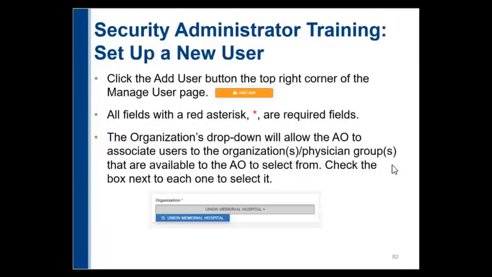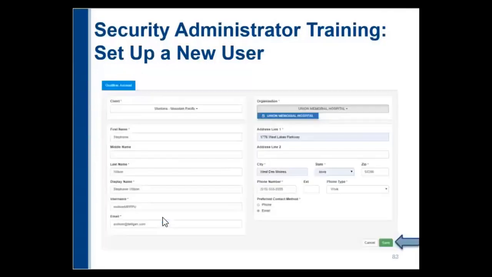So we'll click on that Add button on the top right-hand corner of the Manage User page to add a new user. All fields with the red asterisk are required. There will be an organization drop-down that will allow the authorized official or security administrator to associate users to the organization or physician groups that are available to the authorized official. You'll check the box next to the one that you want the user to also have access to.